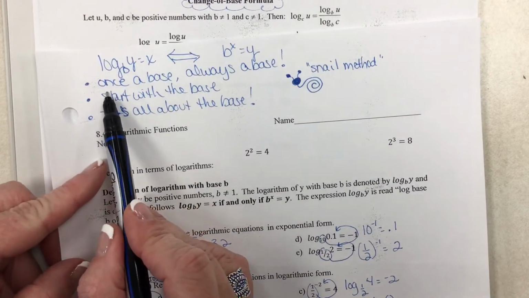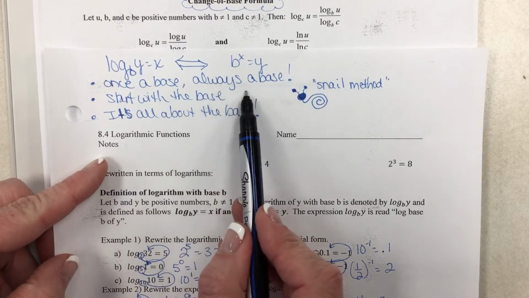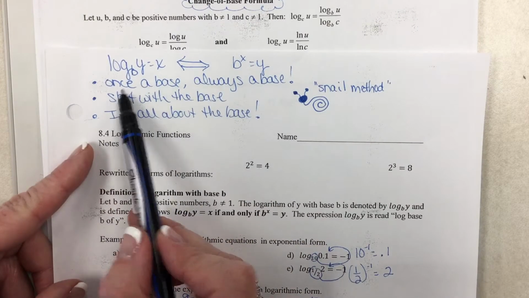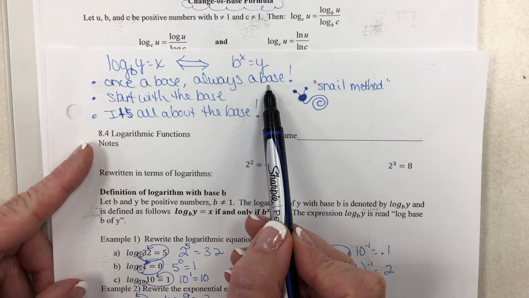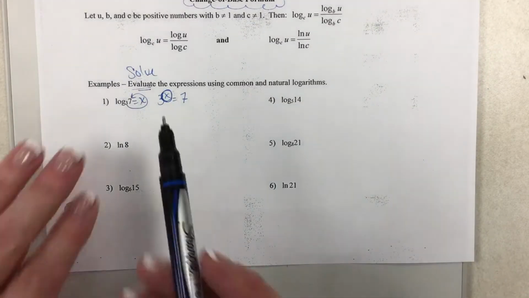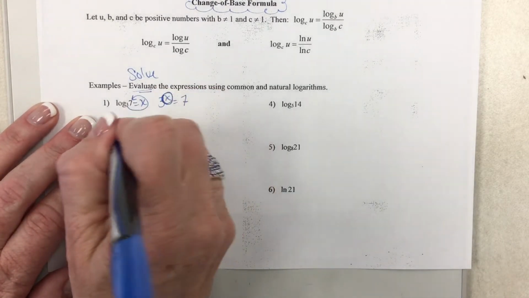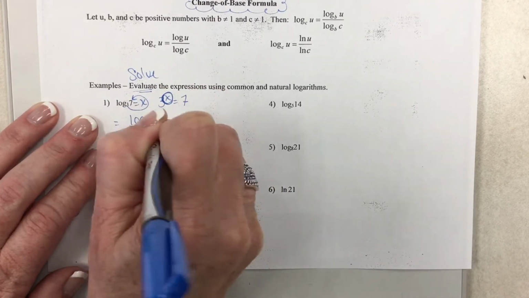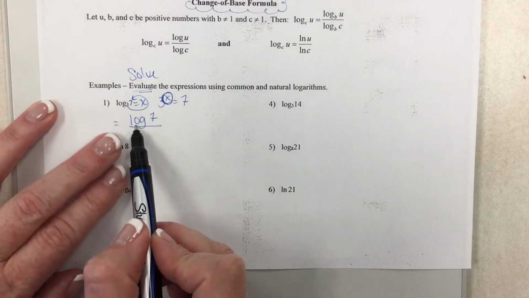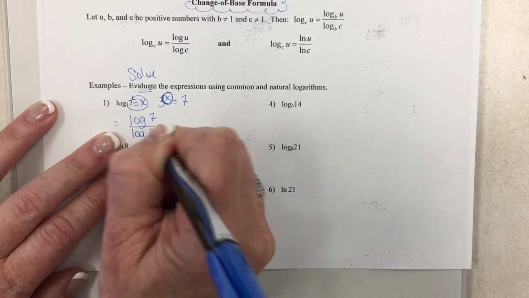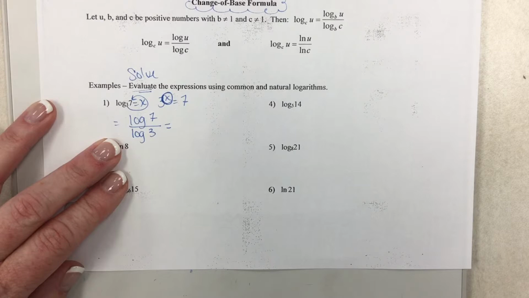Now, this piece comes in. Once a base, always a base. I want you to get to the place where you can finish my sandwich. Once a base, always a base. And the reason why that's so important is because we're going to rewrite this using 2 different logs. I'm going to say common log 7, divided by, Ashton, put that down, common log 3. The order on that is very important.